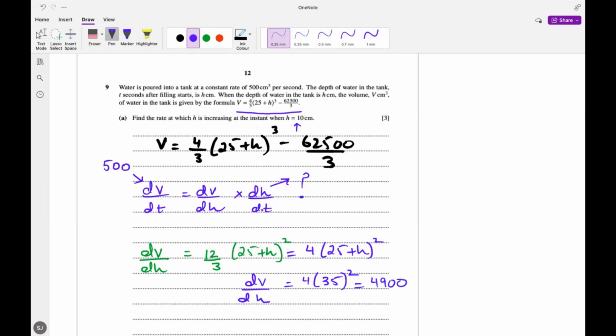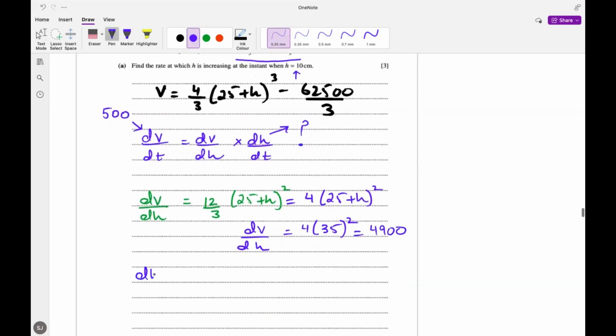Now to find dh/dt, we will divide dV/dt by dV/dh, which is 500 by 4900. Dividing 500 by 4900 gives us 0.102. And as we have to give our answer to three significant figures, we leave it as it is. So that will be 0.102, and the unit will be centimeters per second.